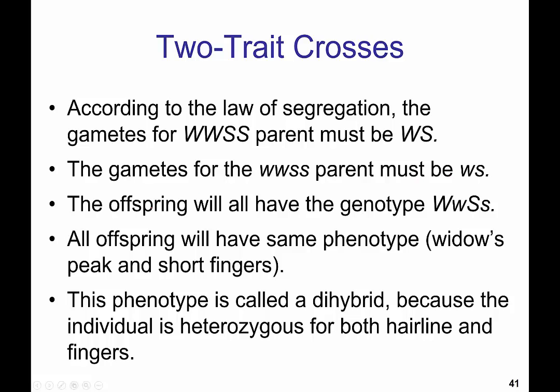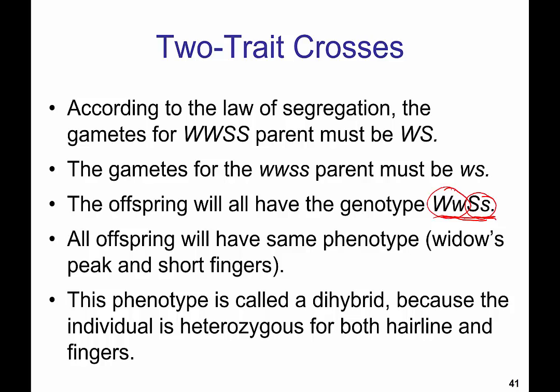Whenever we combine that for potential of the offspring, it's all going to be this dihybrid of the big W, little w, big S, little s. All offspring have the same phenotype. So if we're looking here, this is the genotype. What's the phenotype for that? This is how they physically look. That's going to be widow's peak, represented here since we have a dominant allele present, and short fingers represented here since we have a dominant allele present for short fingers.